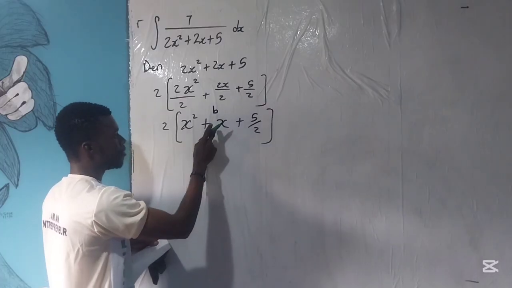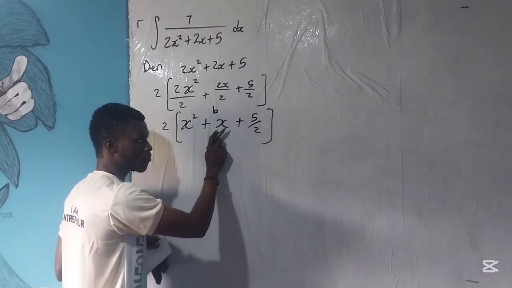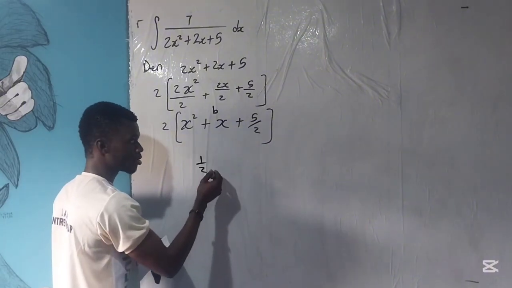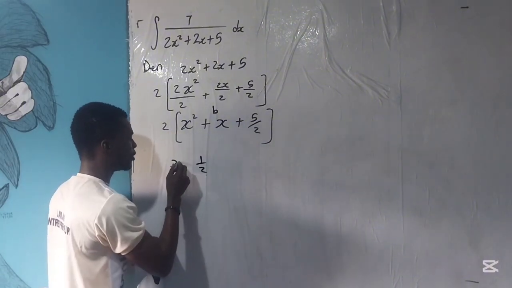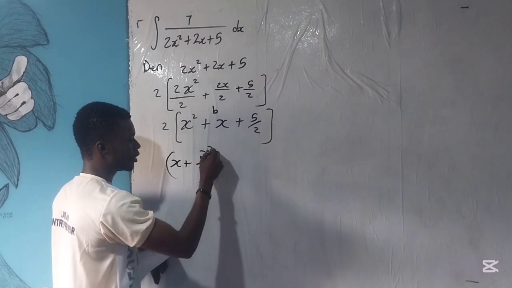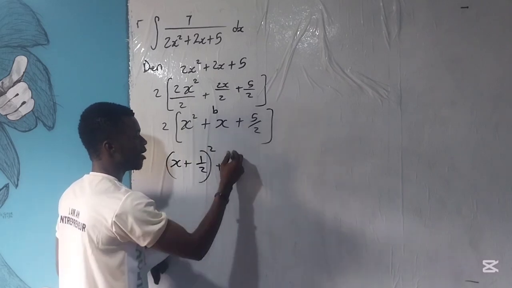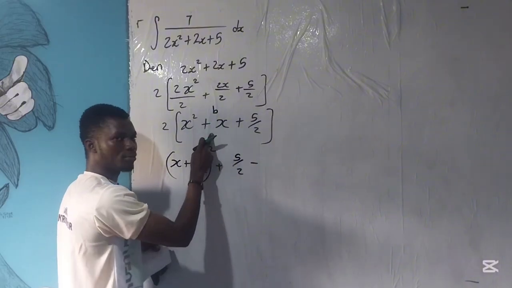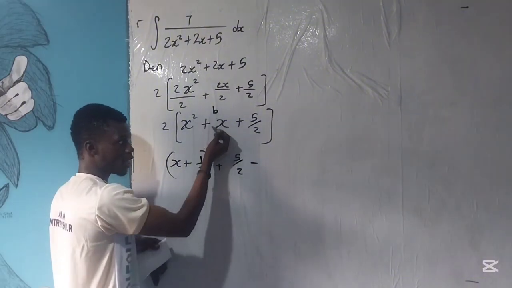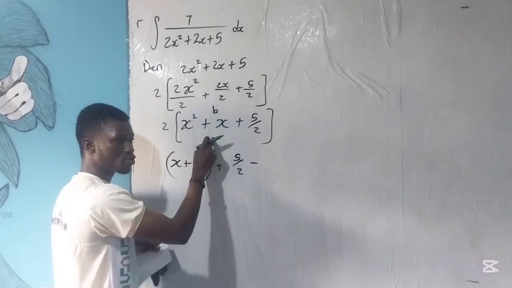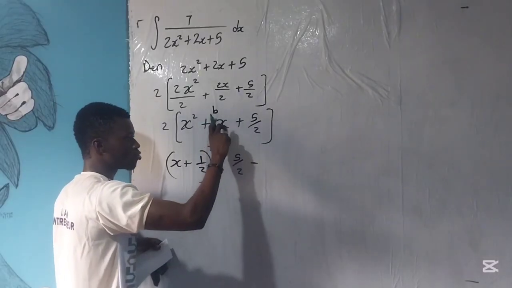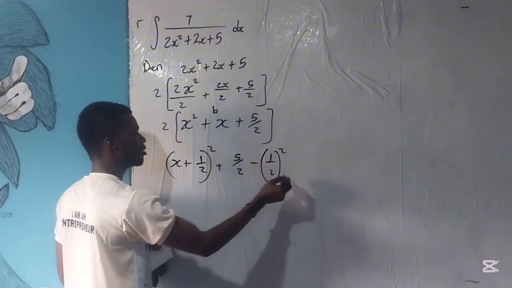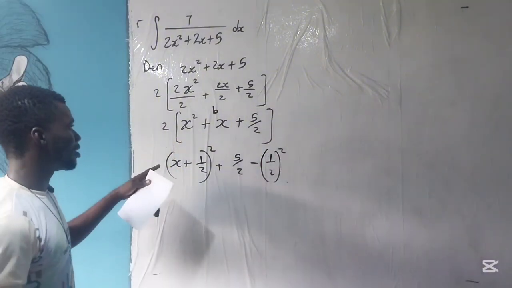Now let's see. Half of the coefficient of x here is 1, right? Half of 1 is what? 1 over 2, right? Then we square it. So this will be x plus 1 over 2 squared, plus we have 5 over 2 minus. Now, half of 1, the coefficient of x here, is 1x. That's 1 over 2. Then when we square 1 over 2, that will be what? 1 over 4. But let me write it as 1 over 2 squared here first. So this is the first step in converting it to a perfect square.